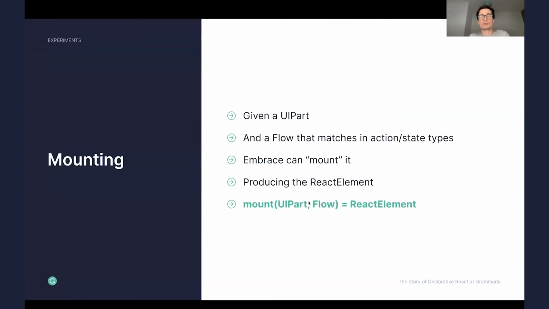So what Embrace does is that if you give it a UI part like this and you provide it with a flow that matches the types, so types of action and state match the flow types, Embrace will mount it by connecting those two things together and creating a React element that will be self-contained. So it will be updated and re-rendered as new actions are emitted inside of it, so to say.